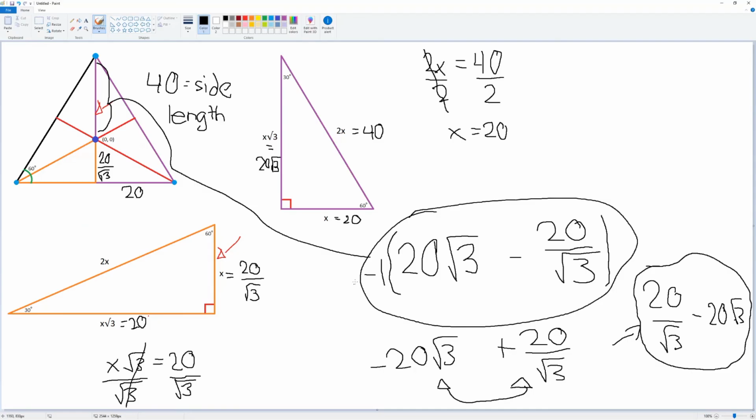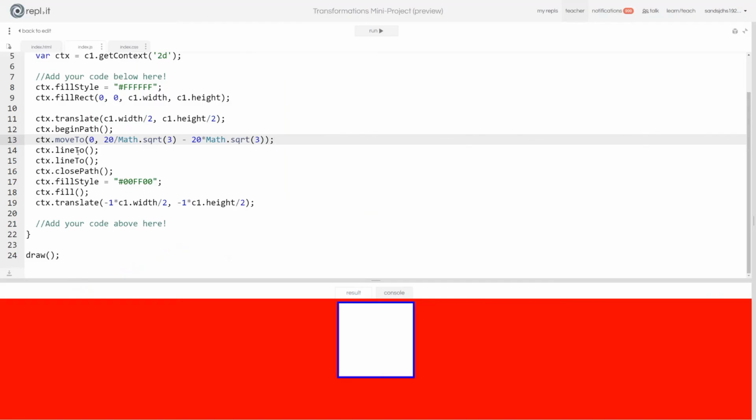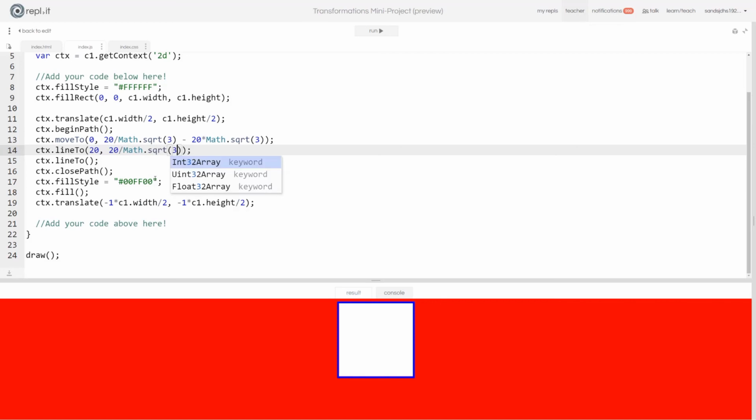Now we want to go to our next one, which is here. All right, now we need to know how much we're moving in the x, how much we're moving in the y. Now we know that the length of this line segment here is 20 divided by the square root of 3. That's going to be our change in y. And we know that this right over here is just 20 because it's half of our side length. So that's going to be our change in the x. Let's put that in here. We can say the next vertex is at 20. That's our change in x. And 20 divided by Math.sqrt of 3.